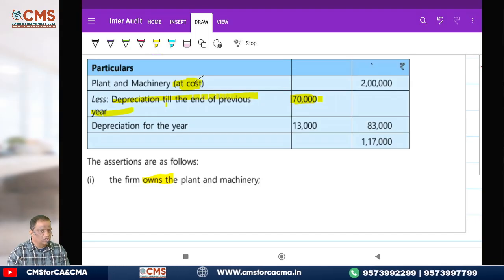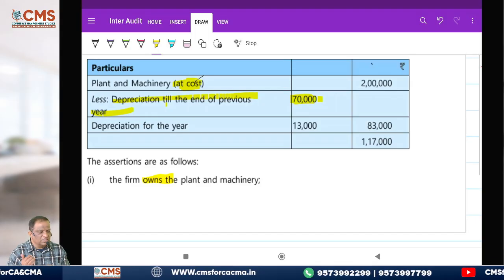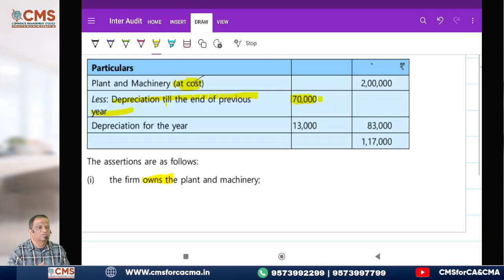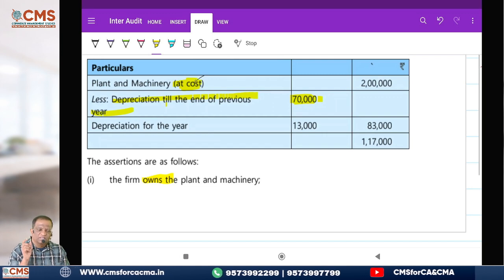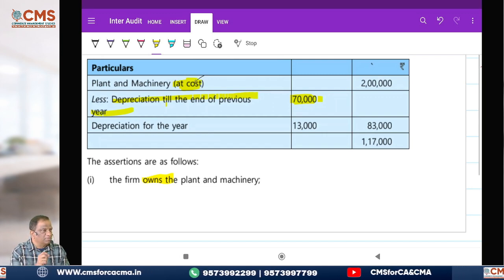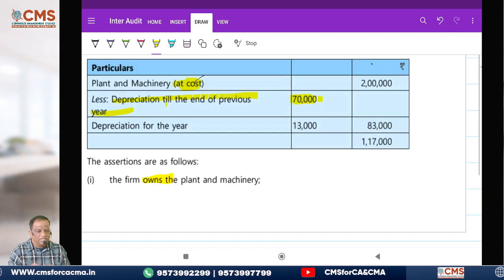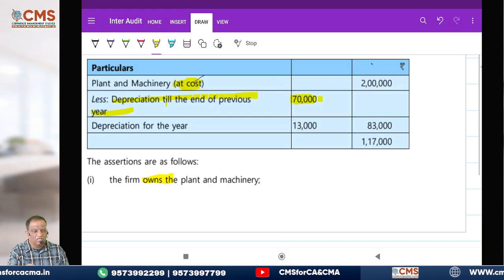Now the third assertion. Now you tell me, is the company using this asset for business or for personal purpose? Business. Why do you say so? Because depreciation has been claimed. So because depreciation has been claimed, the asset is being used for business purposes. They don't say these assertions anywhere. They don't write it, but they are implied. And the explicit assertions are depreciation.